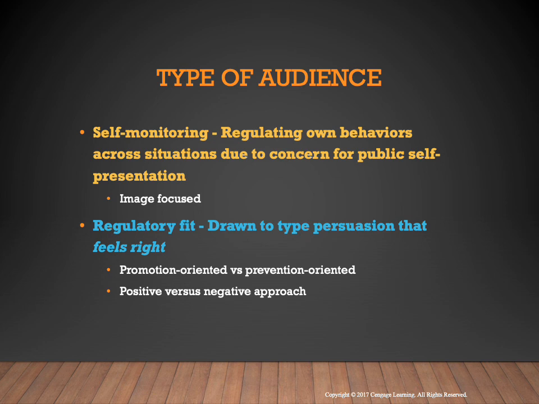Then there's a group that are concerned with regulatory fit. As a result, they're drawn to a type of persuasion that feels right. So it's less about the message and more about how it makes them feel. As a result, they may be more promotion-oriented, so drawn to the pursuit of success, versus prevention-oriented, who are maybe drawn to messages about fear and protection. Here, a positive versus negative feel or vibe about the message, about the persuasion, is the most important.